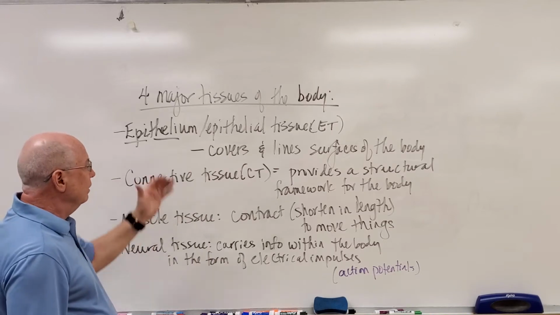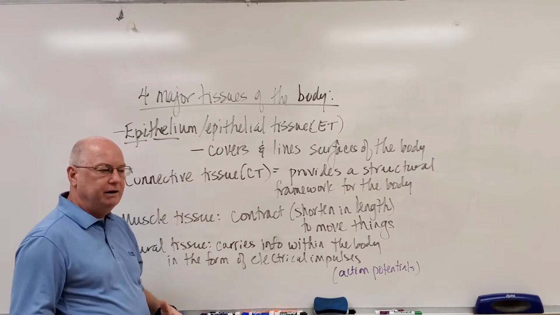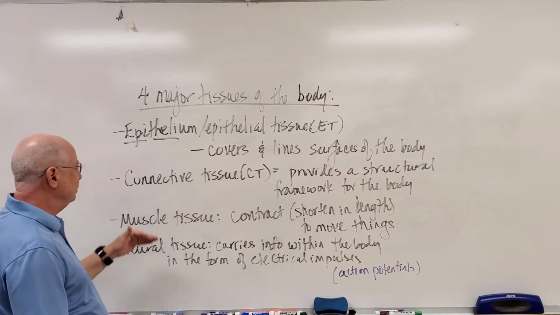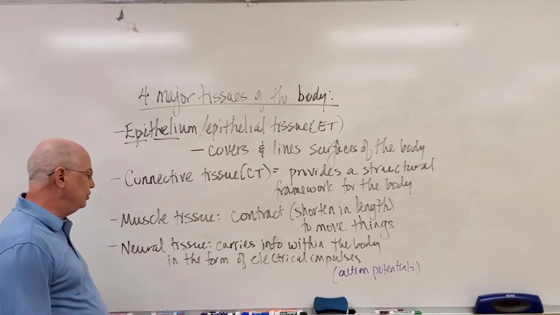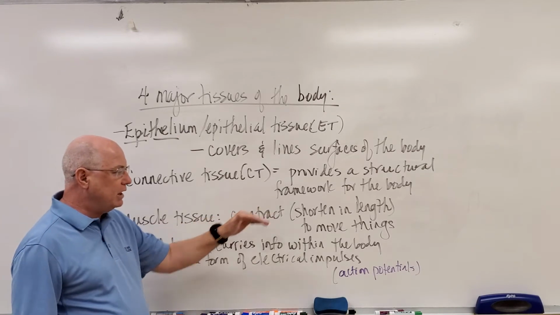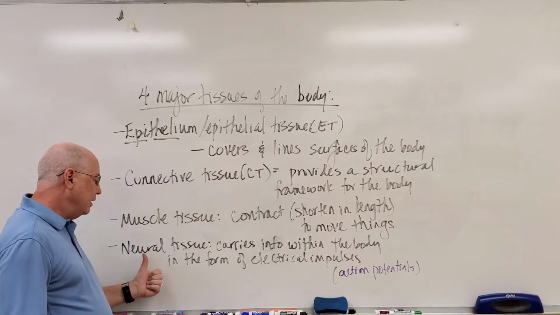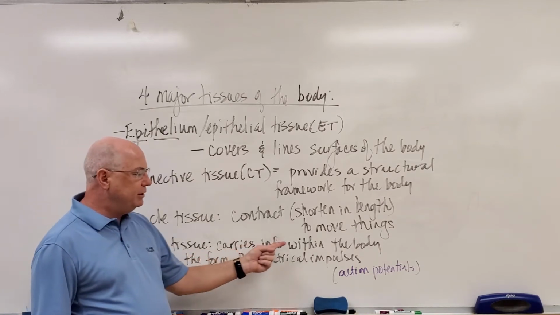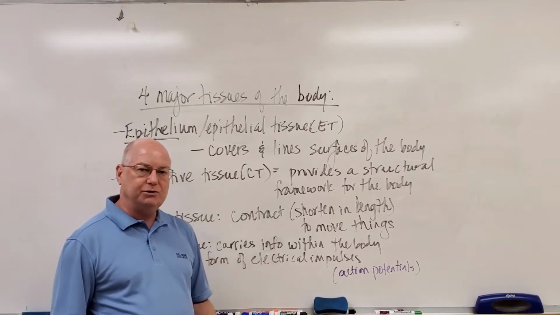Now, the basic function of all epithelium is that it covers and lines surfaces of the body. We're going to go into more detail on its functions. Connective tissue provides a structural framework and connects all the other tissues together. Muscle tissue contracts or shortens in length to move your body and move things within the body. And neural tissue carries information within the body in the form of electrical impulses called action potentials.